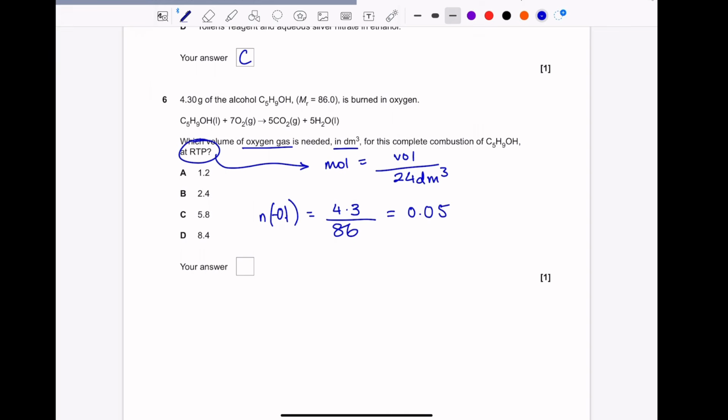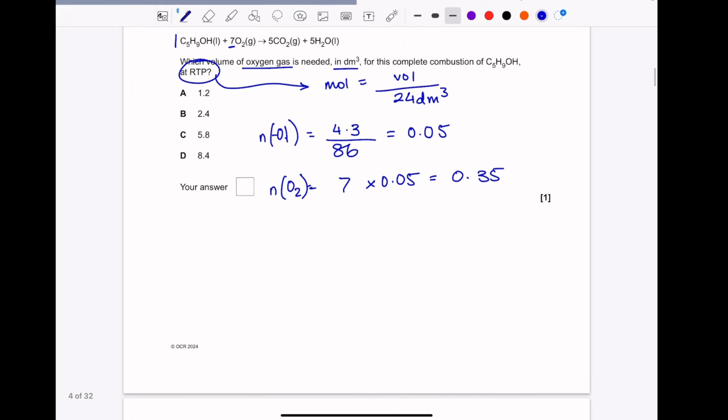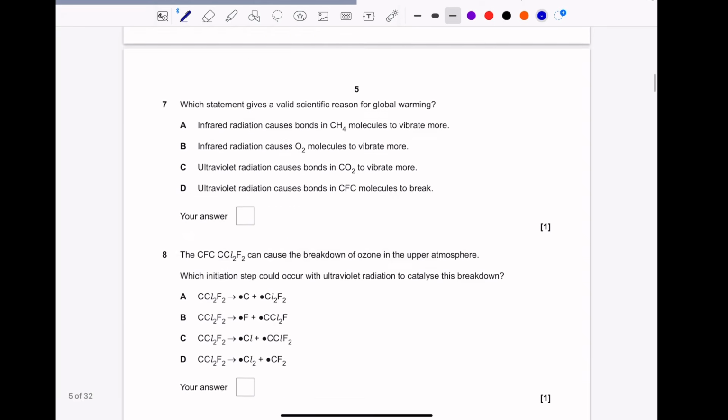Then the molar ratio looks to be a 1 to 7 ratio. So the moles of oxygen is 7 times this, and that's equal to 0.35. So if we sub in the values into the formula to calculate the volume, that's 0.35 times 24 equals 8.4. So the answer is D.